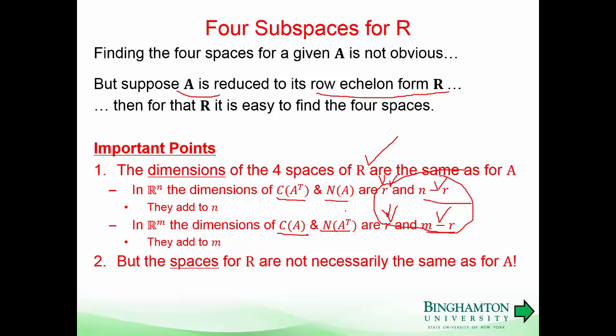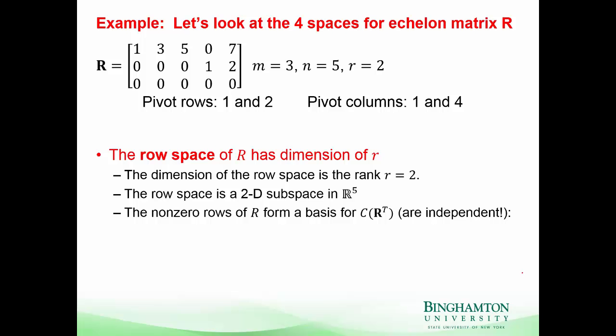But we also want to understand the second point, that even though we can easily find all of these spaces for R, it doesn't tell us directly what those spaces are for A. We'll have to do a little bit more work for that. So we'll illustrate this with an example while trying to make general statements, but also pointing out the results for this specific case.